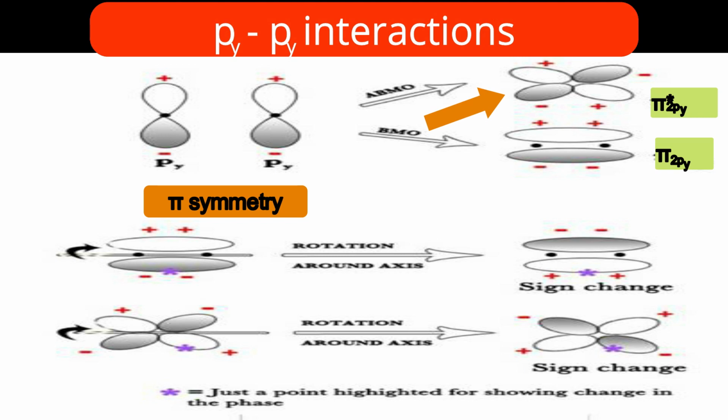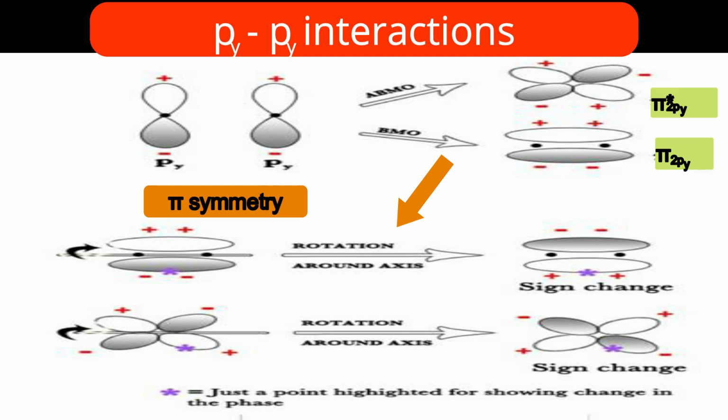Similarly, for the lower lobe, if one is positive, the other will be negative. I am considering here that the left side lower lobe is negative and the right side lower lobe is positive. So repulsion between them will be there, causing a butterfly kind of structure, which is a representation for the antibonding molecular orbital. But pi kind of symmetry is there. So how can we represent that? Pi asterisk 2py.